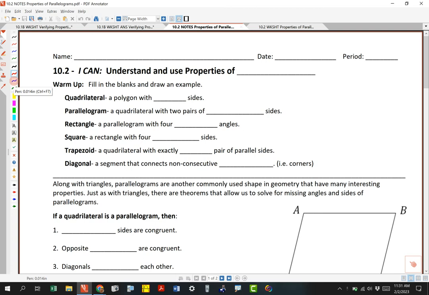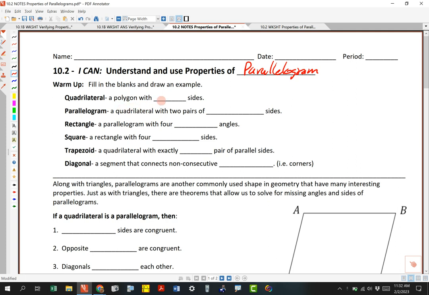Okay, and we're going to write the word parallelograms here. Okay, so we did properties of triangles for a couple days. Now we're going to take a look at properties of parallelograms. So we're going to fill in the blanks here. I'm going to give you about 5 or 10 seconds to think.